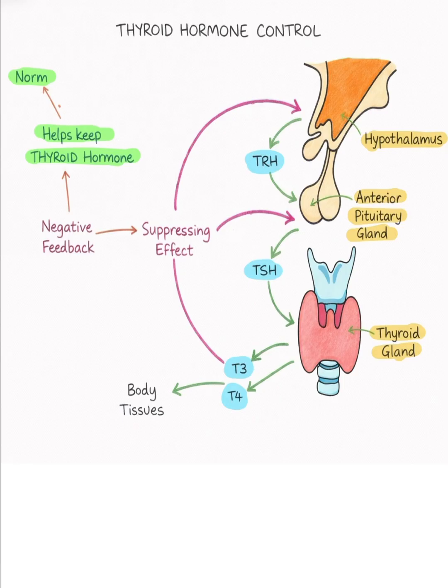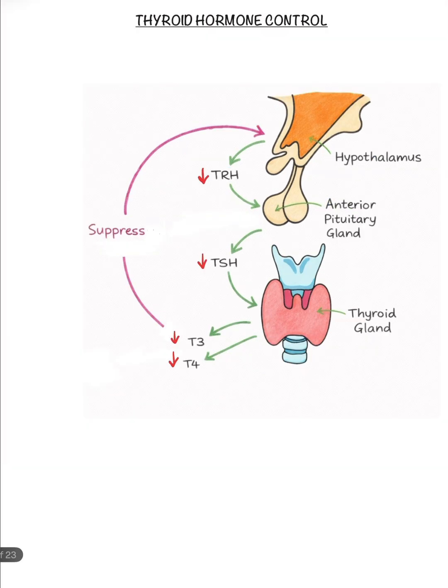Once T3 and T4 are produced, they feed back to the brain. They suppress both the hypothalamus and the anterior pituitary, reducing TRH and TSH release. This negative feedback mechanism is essential to keep hormone levels within a normal range.